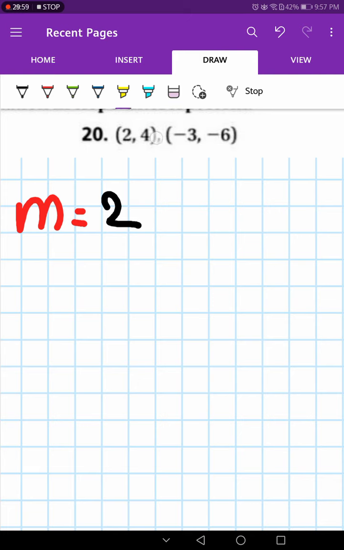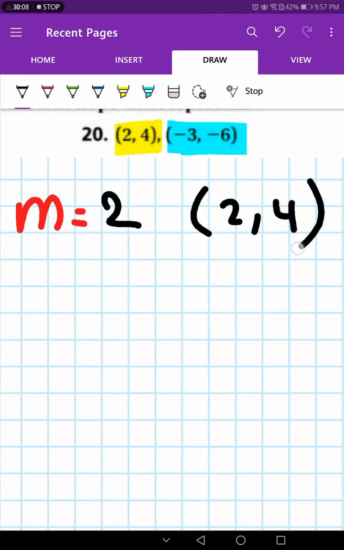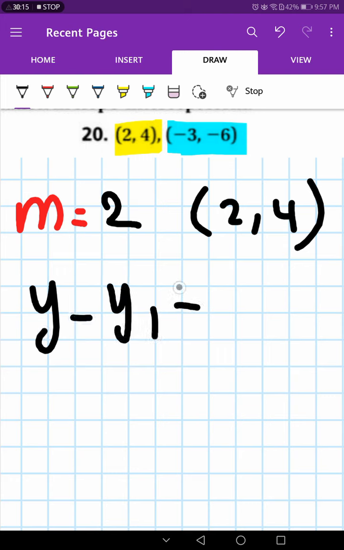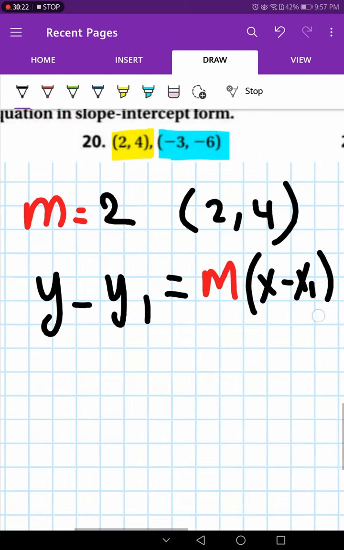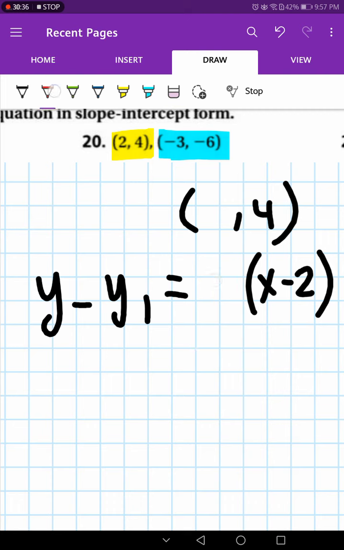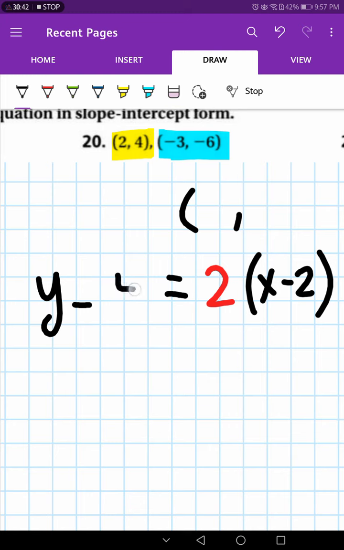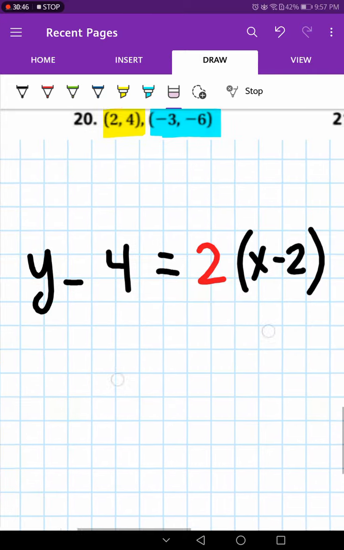I need one point. You can select this or this; you can pick any one. I will pick the yellow one, so the point 2 and 4. I can write the point slope form easily, which is y minus y1 equals m times x minus x1. Okay, replace now. The x is 2 here, the m equals 2, and the y is 4. We are done. Now this is the point slope form.